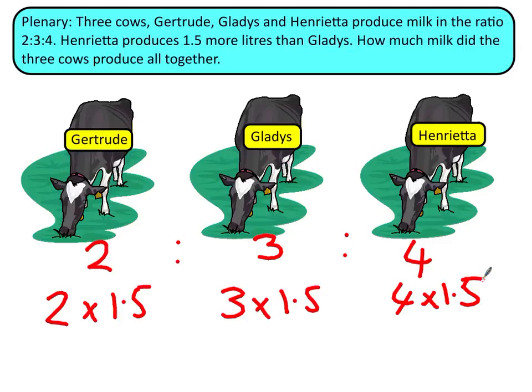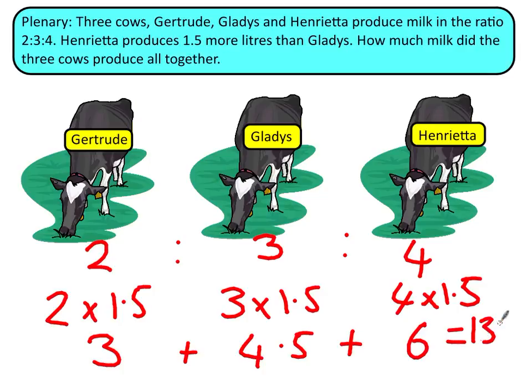So if we add these up, we've got 3 there, we've got 4.5 there, and we have got 6 there. So if we add this up, we have our total amount, which is 13.5 litres, and that's the answer to that question. So that should be all you need to be able to answer the exercise. Good luck.